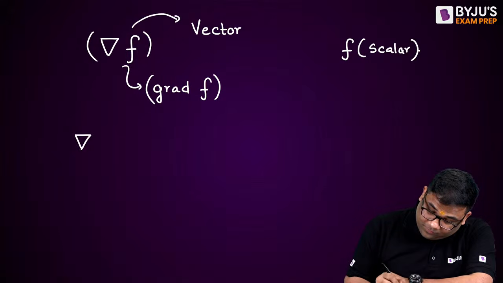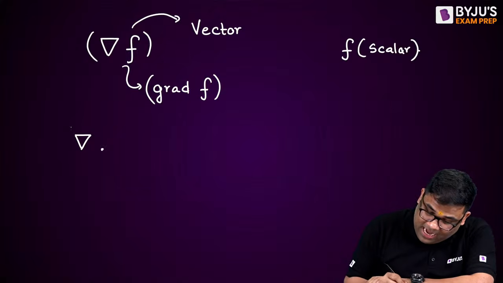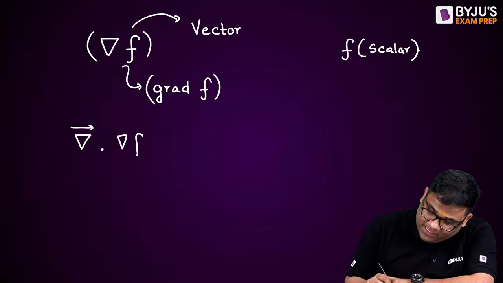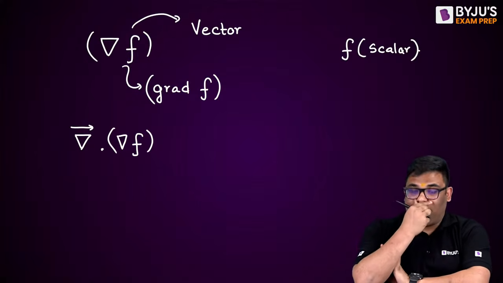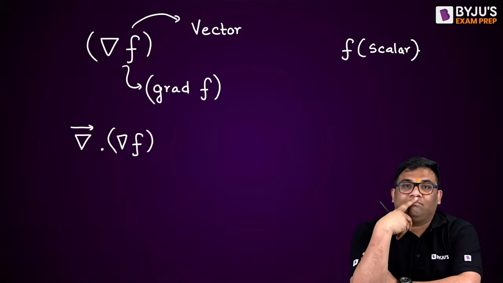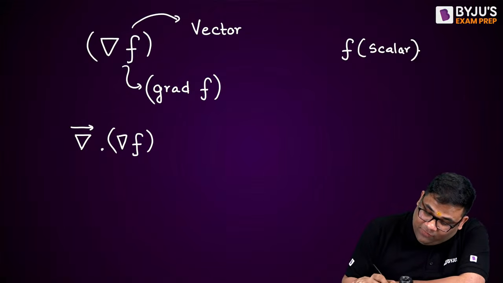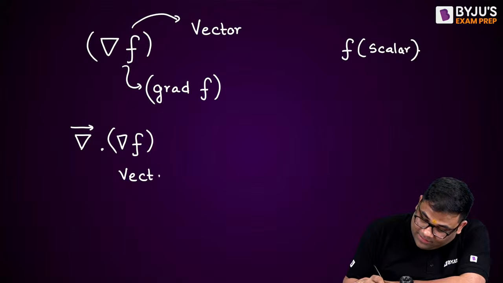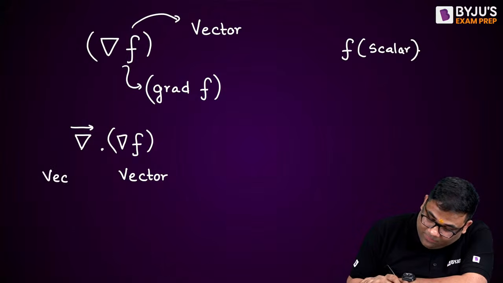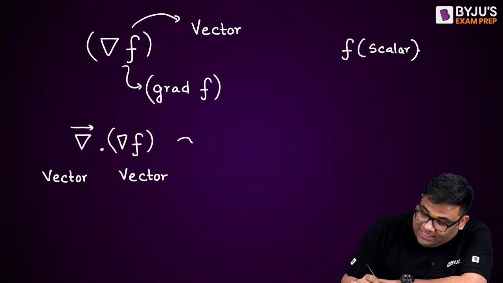Now, if this is a vector, I can do this one. This will give me what? Because this is now a vector, and I am taking a dot product, so I will get a scalar.